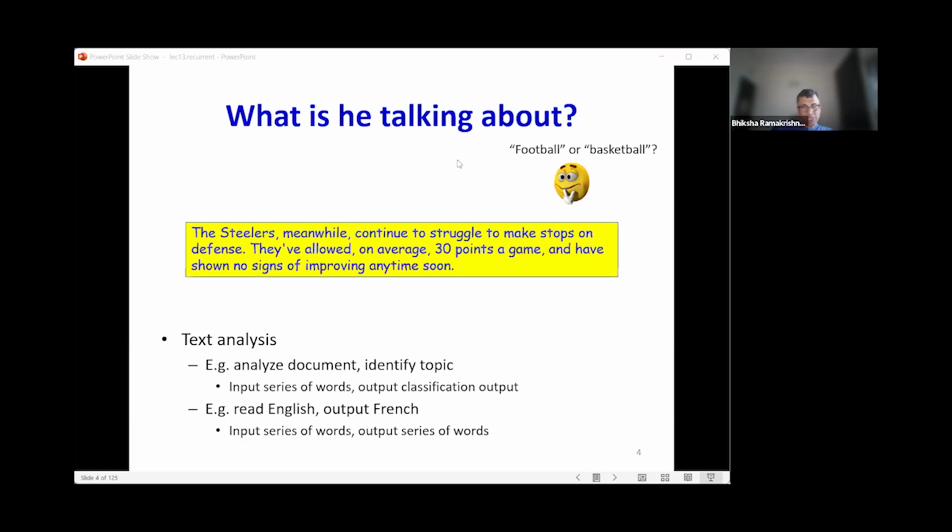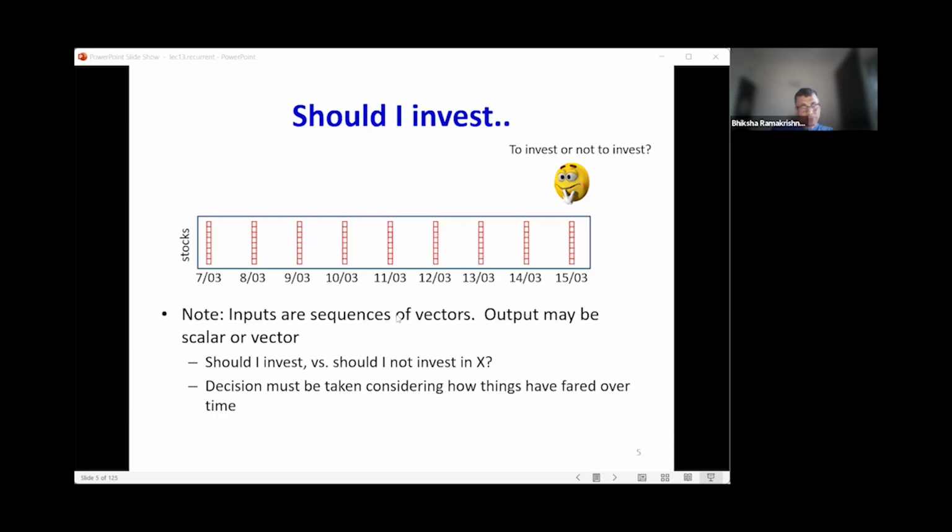Or if you are performing machine translation, you would read an entire English sentence and output an entire French sentence once the English was analyzed. Once again, you are analyzing a series of inputs to produce one or more outputs.